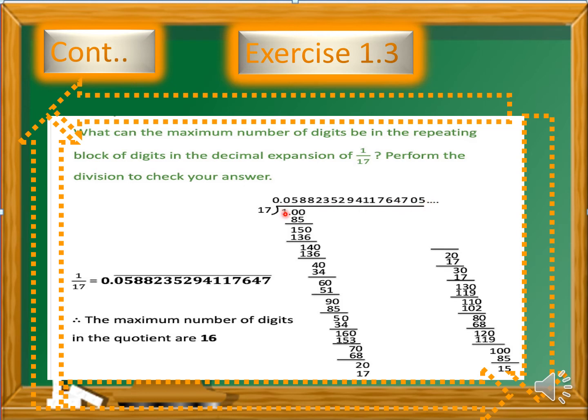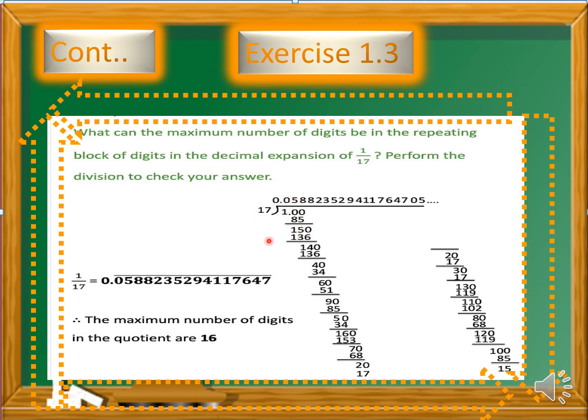0.0588235294117647. So we have to add a 0 as it is a smaller number, then we have to add a point, you know very well how it is. Then again we have to add a 0 as it is a smaller number, then we get 100. 17 into 5, 85. 100 minus 85, we get 15. 15 we have to add a 0.